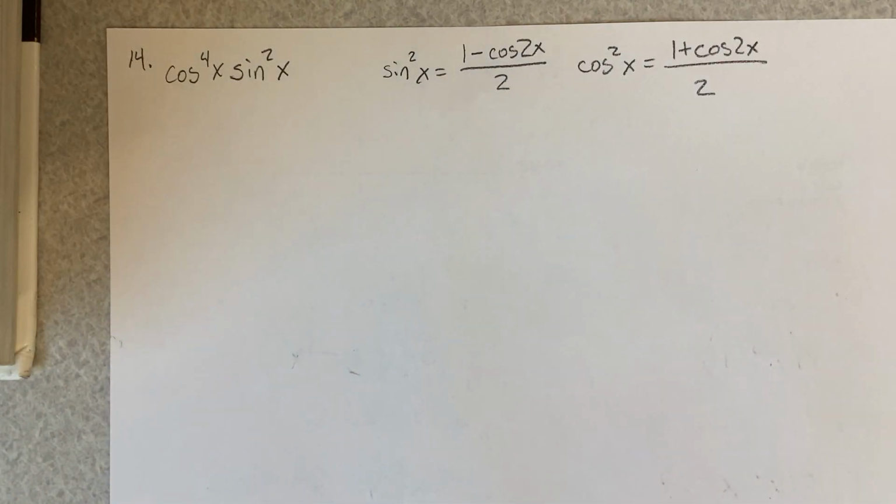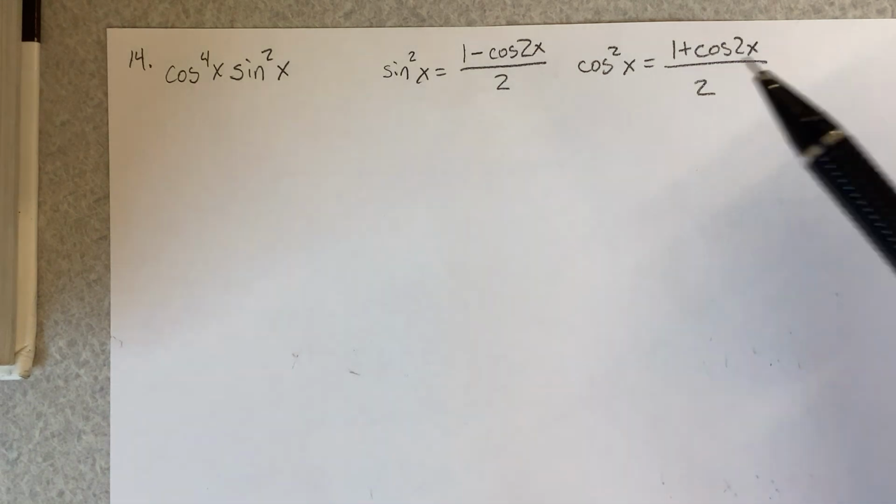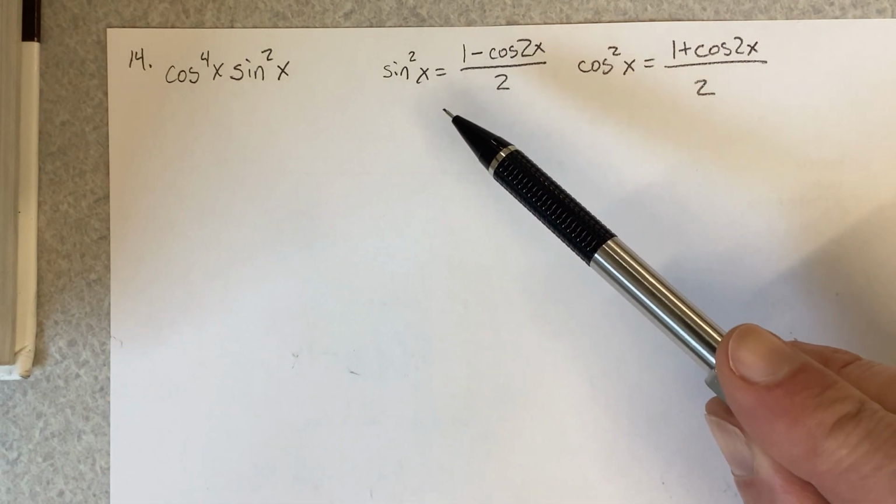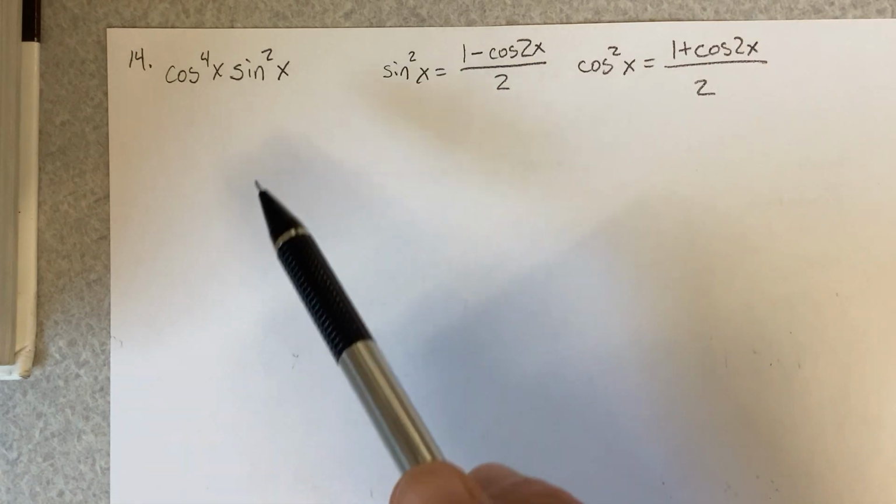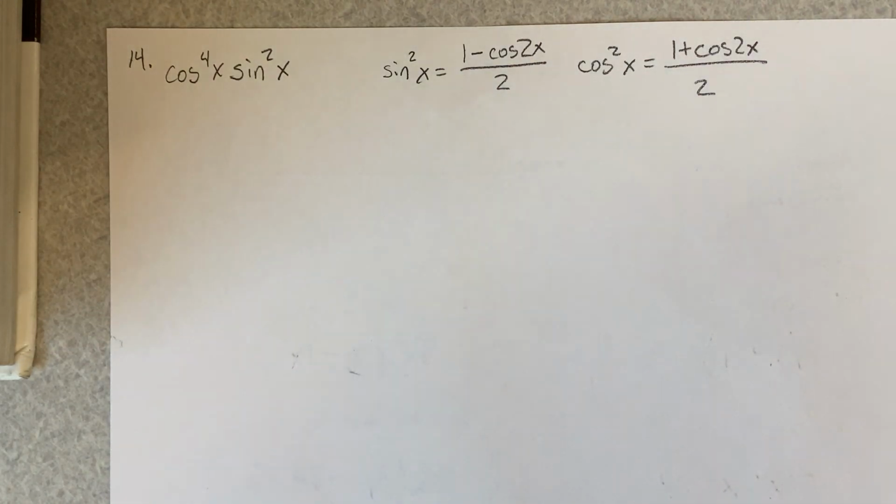So in this problem, we're asked to use the formulas for lowering powers, and there's formulas for that. I put down the sine squared formula and the cosine squared formula since those are the ones we're using. And we're supposed to rewrite this expression in terms of the first power of cosine.